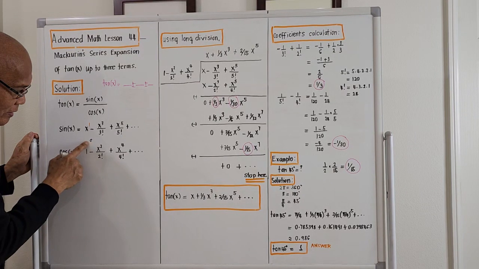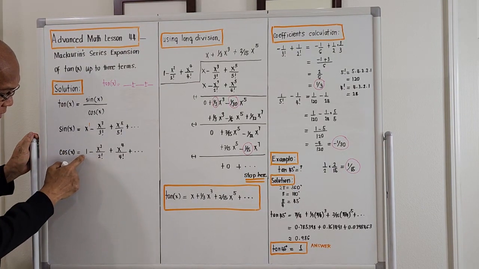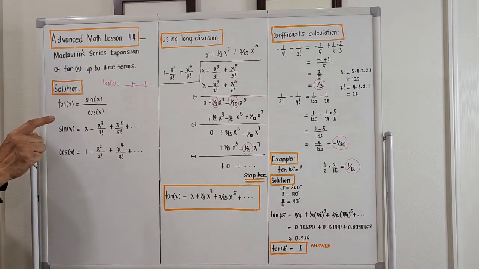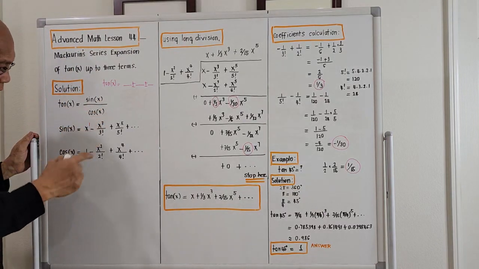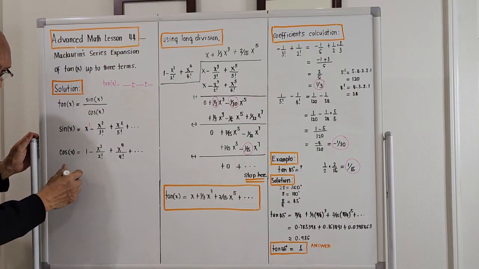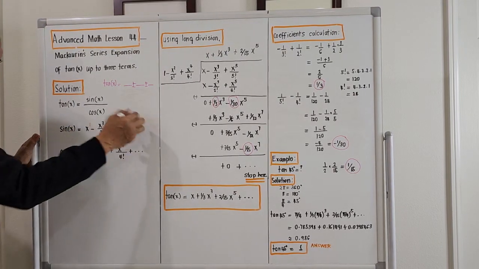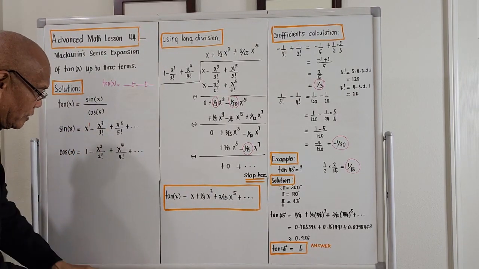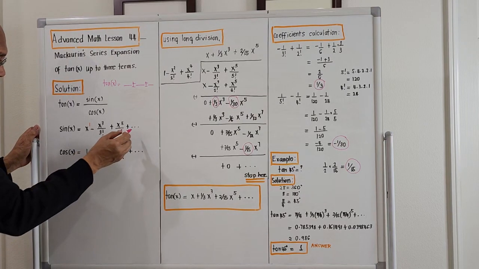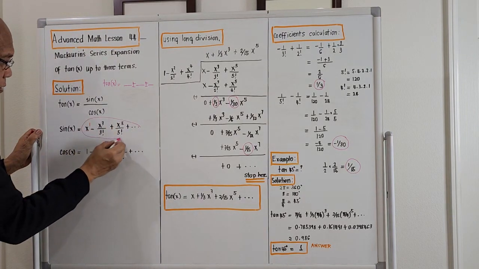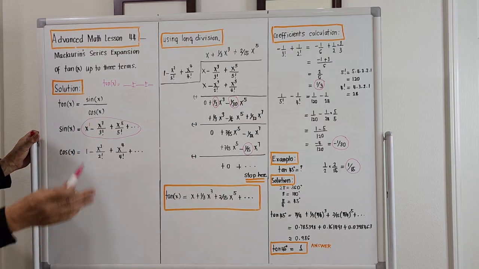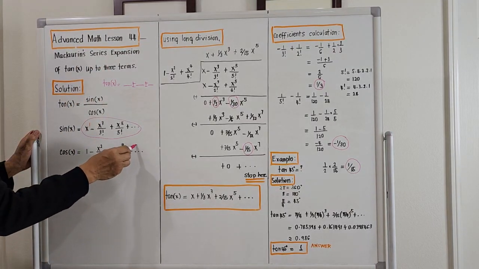Okay, I will erase this one. It is understood that there is an x to the 0 here, because x to the 0 is 1, and 1 times 1 is just 1. So from the previous lessons, sine of x is this equation here. And cosine of x, again, from the previous lessons, is actually this equation here.